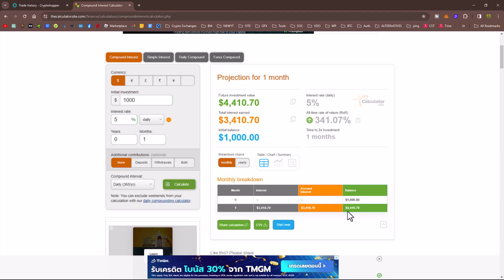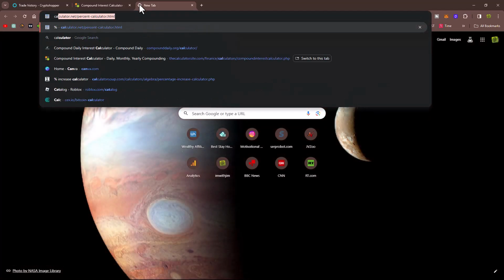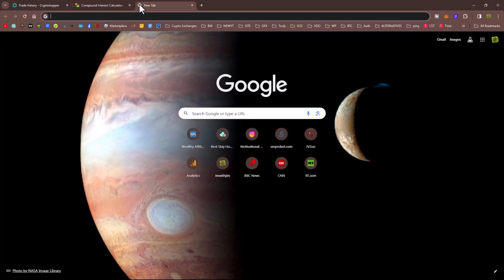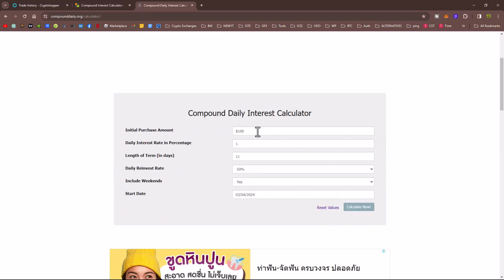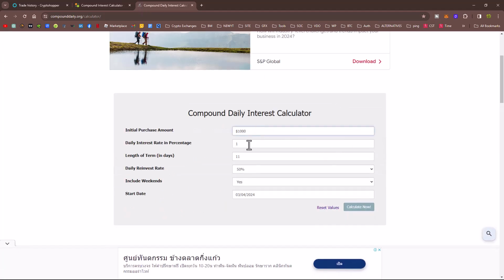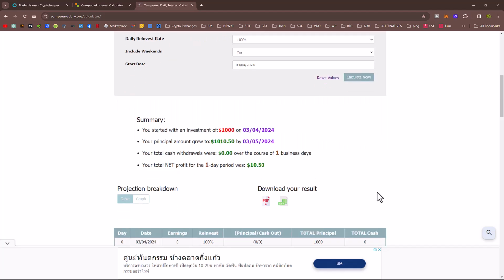After a month, I've turned, oh sorry, that's working it out monthly. So, that's not really a fair compound daily. I could do it on here. $1,000, 1.05, 1 day, reinvest 100%. Yes, okay. So we're going to get $10 profit.